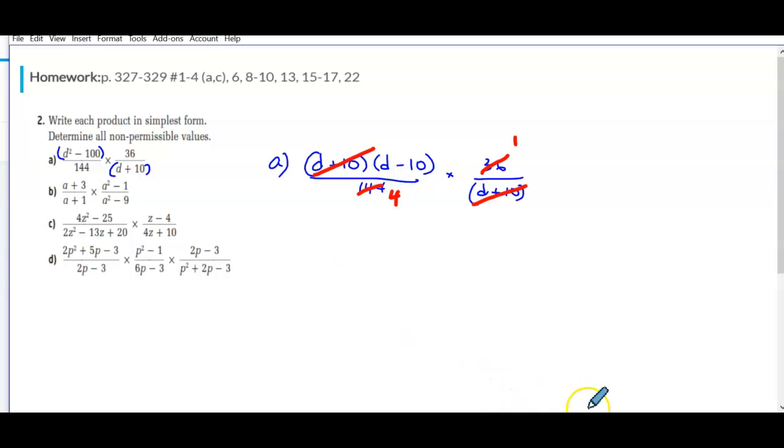So now our simplified, what do we have? So this is really a 1 there. So we just are left with D minus 10 in the numerator and 4 in the denominator.